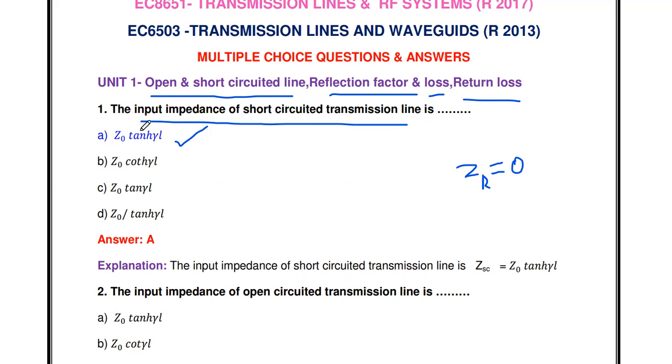So you see tanh eta L. Similar to this, in option C, Z naught tan eta L is given, so this is not correct. Z naught into tanh eta L is the correct answer.